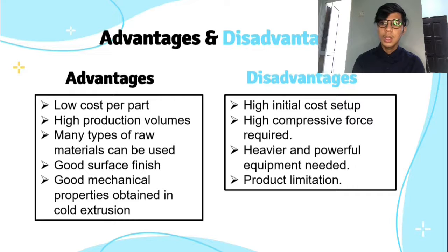And next is product limitation. This process cannot make any product. It just has a limit for the products it can make.